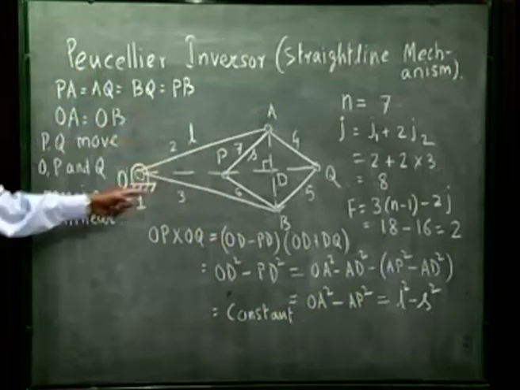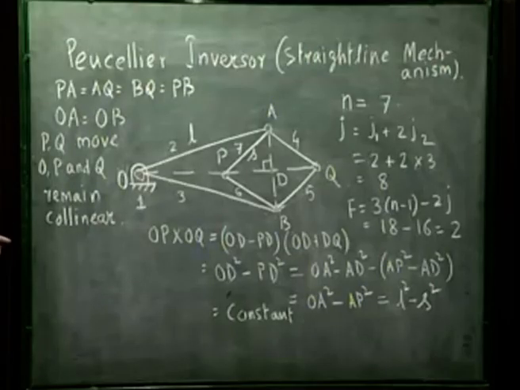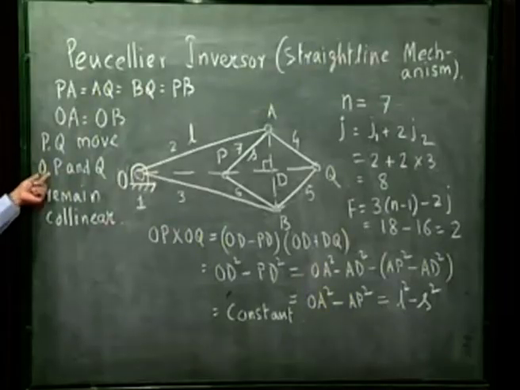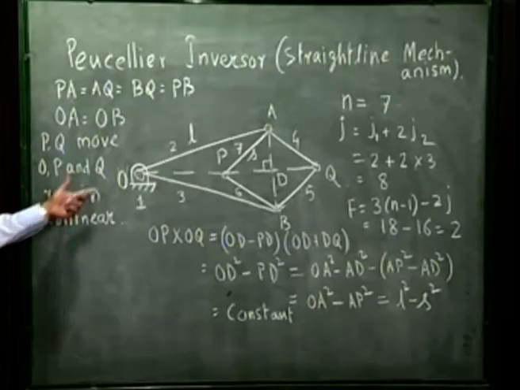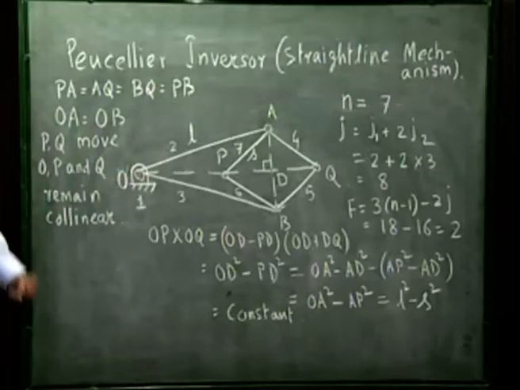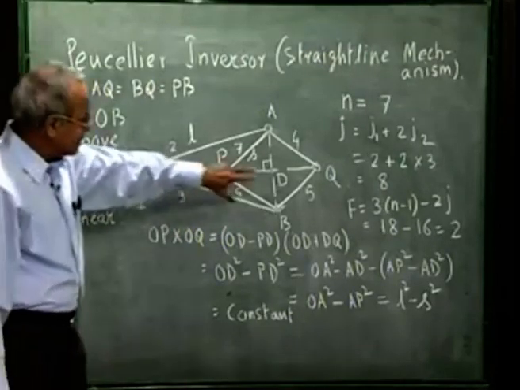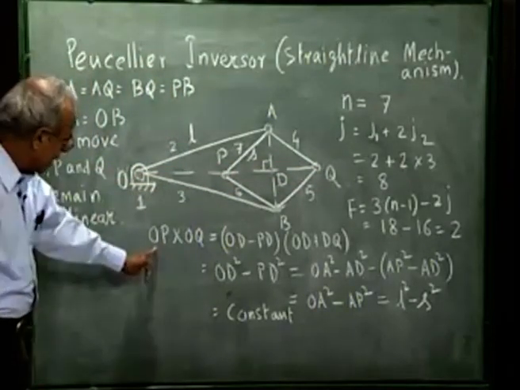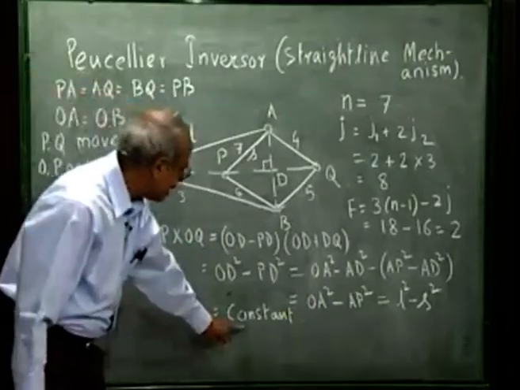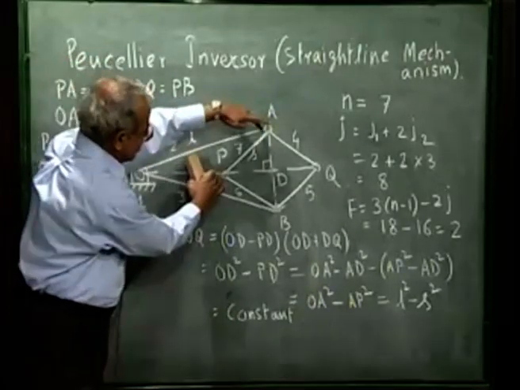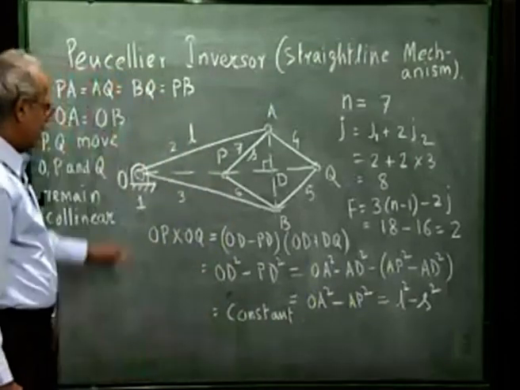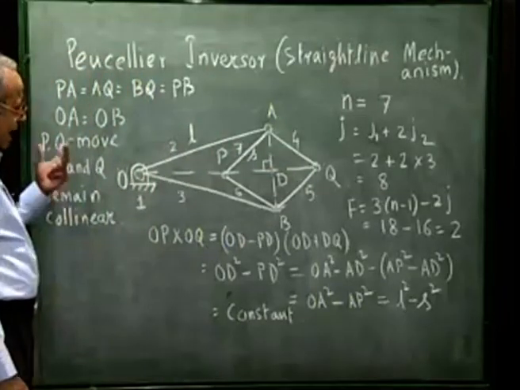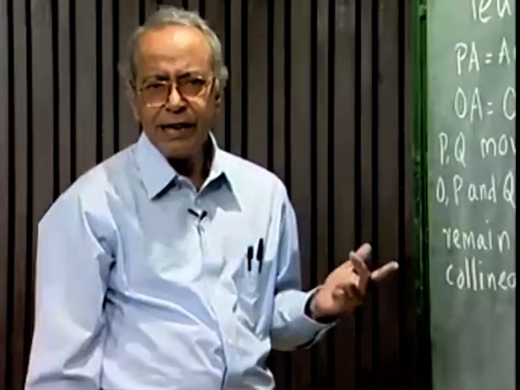So, in this figure, what we have achieved so far by having this rhombus and these two sides equal is that O, P and Q always remain collinear as P and Q move, where O is a fixed point. Not only that, the product of the distances OP into OQ remains L squared minus S squared, which is again a constant, where L is this longer link length and S is this shorter link length. So, we have achieved two conditions required by this inversor.